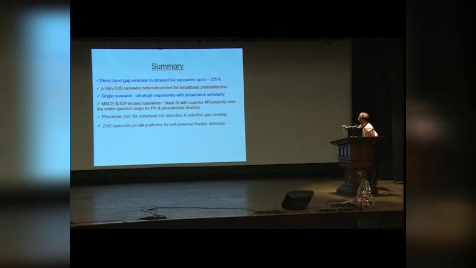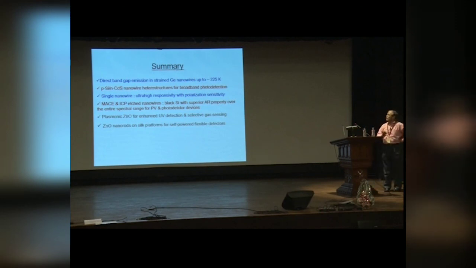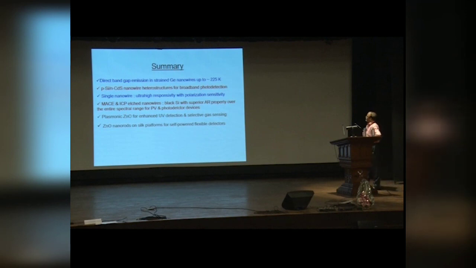In fact, we got up to 225K. The highest reported in the literature is still 270K or something like that. These nanowire heterostructures are good for making very broadband photodetectors which work at room temperature with high detectivity or responsivity. A single nanowire has a very good future for making ultrasensitive, very low power detectors. And the so-called black silicon, which is basically silicon cones, could be very useful for making solar cells because they have a superior anti-reflection property, or even for photodetectors.